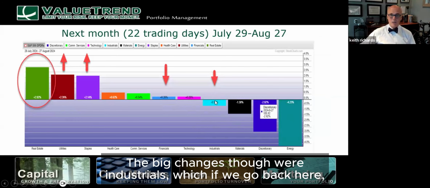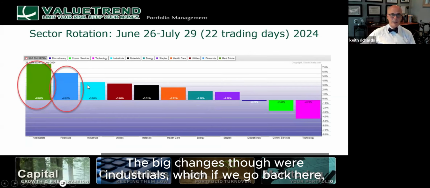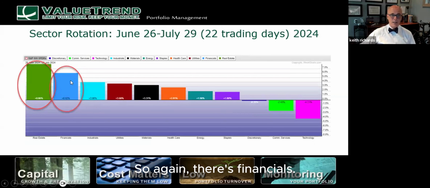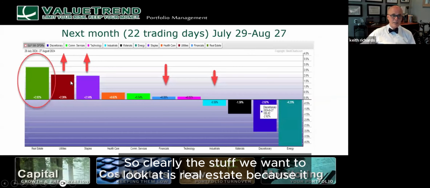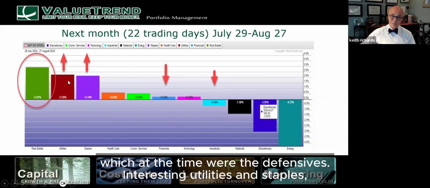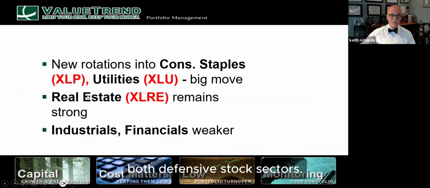The big changes though were industrials, which if we go back here, that was the third best sector. So industrials and financials, again, there's financials. So clearly the stuff we want to look at is real estate because it continued to be strong, and a couple of emerging sectors, which at the time were the defensives, interesting, utilities and staples, both defensive stock sectors.